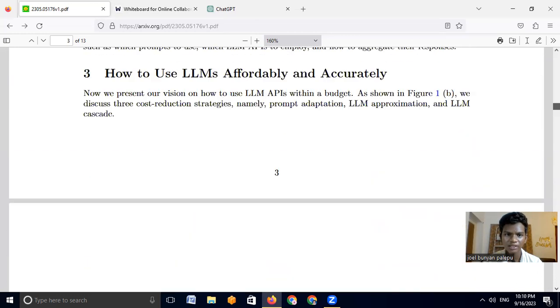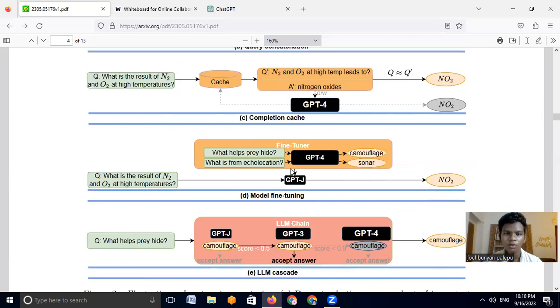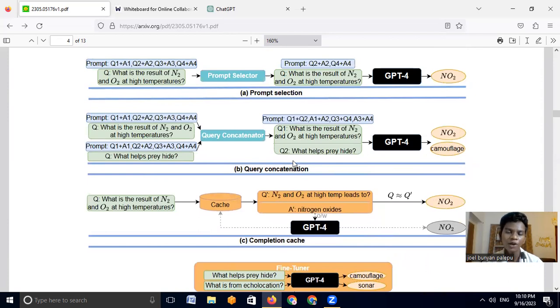Right, so we'll just look at this diagram first. Now we present our vision on how to use LLM APIs within a budget. As shown in figure 1, we discuss 3 cost reduction techniques, namely prompt adaptation, LLM approximation, and LLM cascade. We'll look at these diagrams first and try to understand what is actually going on.